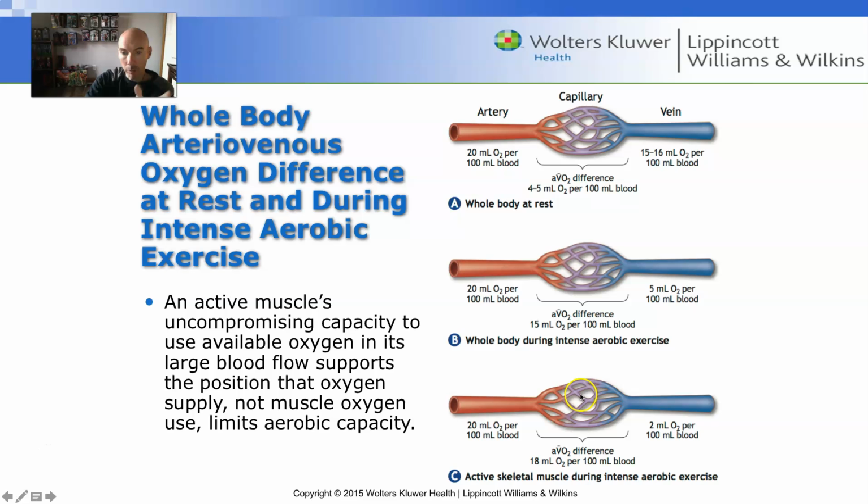And what this bottom one is showing you, this is intense aerobic exercise. This is sort of like maximal exercise. So you notice how the number is even smaller in terms of what's left, and the number is even greater in terms of what is being taken out. The higher the intensity of the exercise, the more oxygen we're going to extract from the blood to use in the muscles that are producing the activity that we're doing.